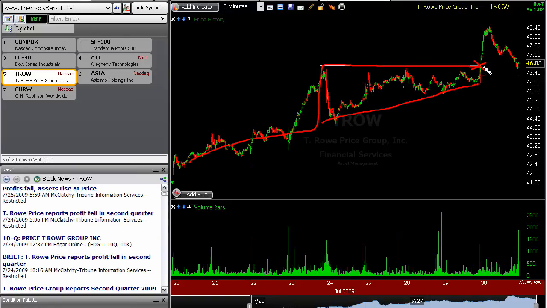That's a spot I've been highlighting to members at the StockBandit.com. And so this one busted through that level today, offered an awesome opportunity there for a quick day trade on the upside as it cleared resistance.